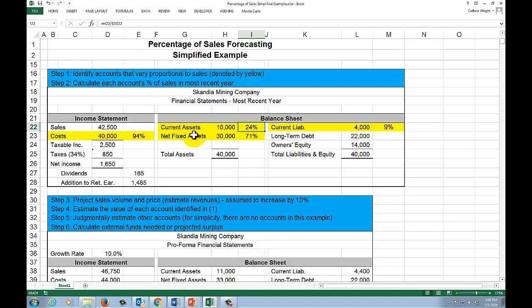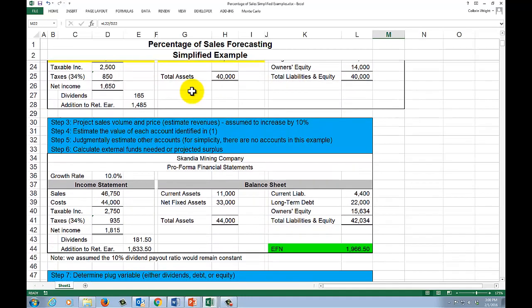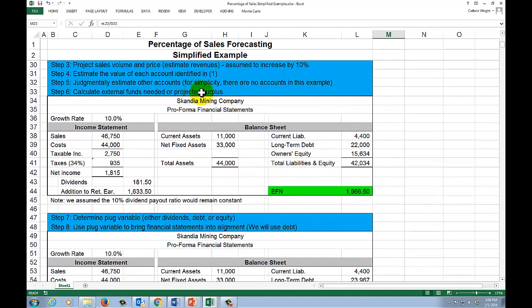I do that same thing for all of the accounts in yellow. I just divide them by sales in the most recent year. So what I can see is costs were 94%, current assets 24%, net fixed assets 71%, and current liabilities 9% of sales. Okay, so that's steps 1 and 2. Let's move on to steps 3, 4, 5, and 6.